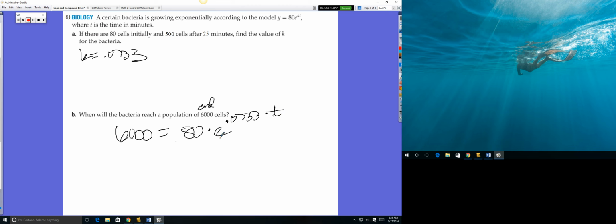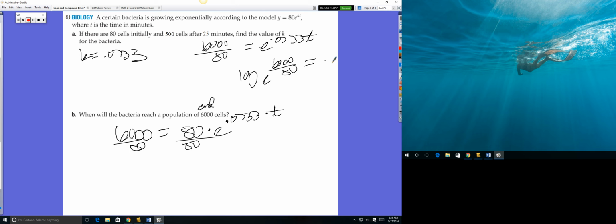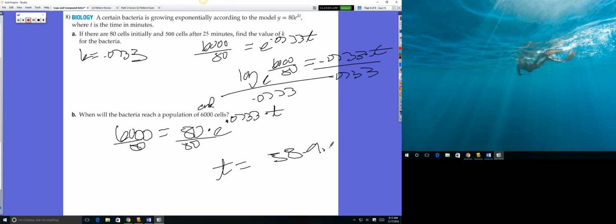Ditch the 80. Divide by 80, divide by 80. So you got 6 grand divided by 80 equals e to the 0.0733 T. Now you gotta log it. So it's gonna be log in base e of 6 grand divided by 80 equals 0.0733 T. We'll get T by itself, ditch the 0.0733, divide by 0.0733. So divide whatever that is by 0.0733, and you have time is going to be almost 59 minutes, 58.9 minutes.